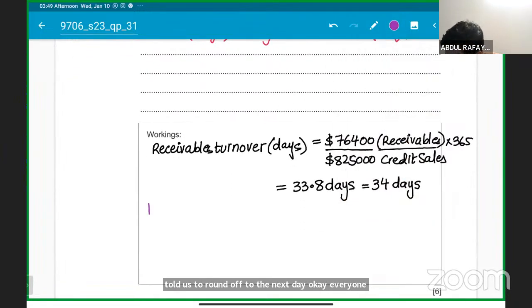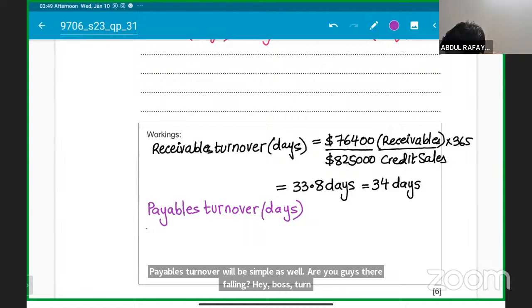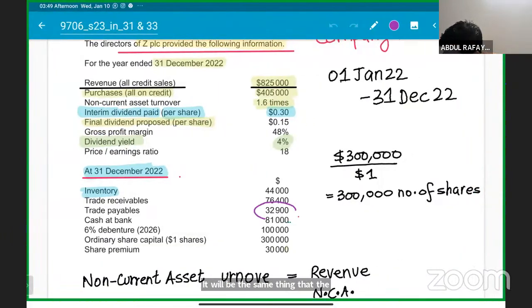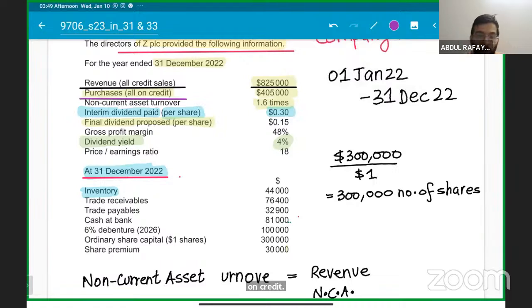Everyone following? Then let's find out the payables turnover. Payables turnover will be simple as well. It will be the same thing: the payables, the credit suppliers. So trade payables are 32,900 and purchases are all on credit. Same rule applies, students. If the purchases were split between cash and credit, like 70-30 or 80-20, then you will do the split. But because in this case all of them are on credit, you will take all of them.